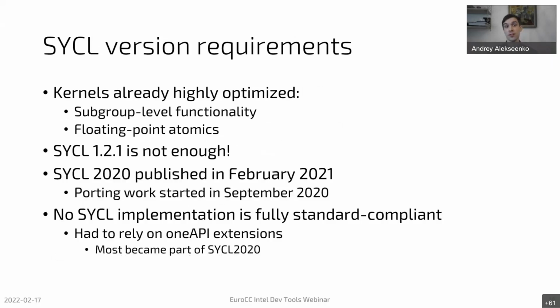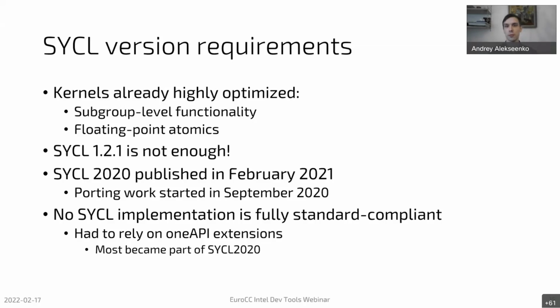For the SYCL version, we already had optimized kernels that relied on some features that were not part of the SYCL 1.2 standard. They were subgroup-level shuffles and floating point atomics. And in mid-2020, when we started porting GROMACS to SYCL, they were just vendor extensions. And while we did want to avoid relying on those, we had to be practical.